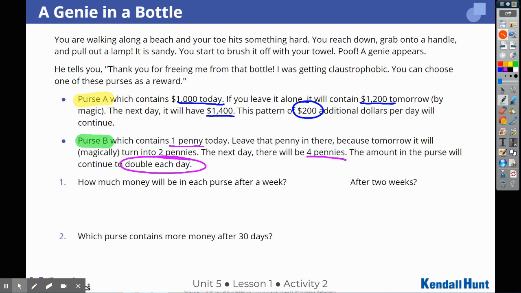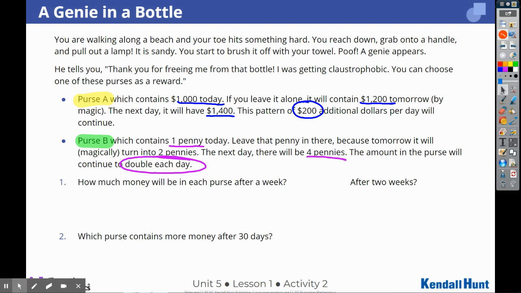So let's look at this. Purse A, we start out with $1,000. Purse B, we start out with 1 penny. Kind of a no-brainer if you're going to open that purse up on the first day. But what if you leave that purse for a whole week? How much money is going to be in purse A and purse B after a week?